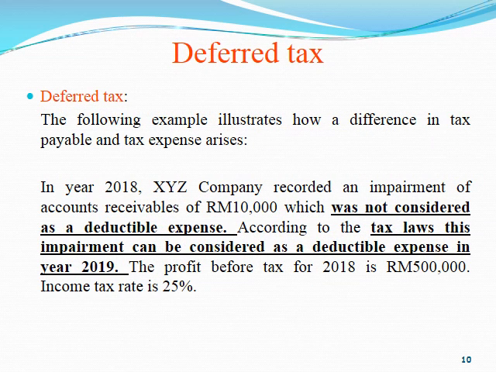Alright, deferred tax. The following example illustrates how a difference in tax payable and tax expense arises. Assume in year 2018, XYZ company recorded an impairment of accounts receivable of 10,000 ringgit Malaysia, and this impairment was not considered a deductible expense. According to the tax laws, this impairment can be considered a deductible expense in year 2019, which is the following year.